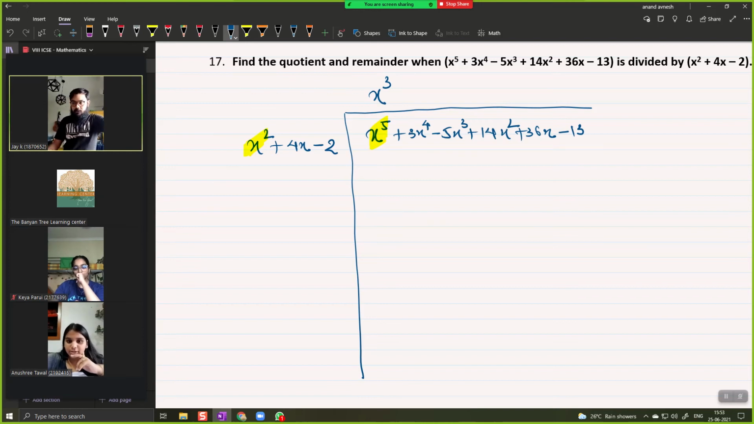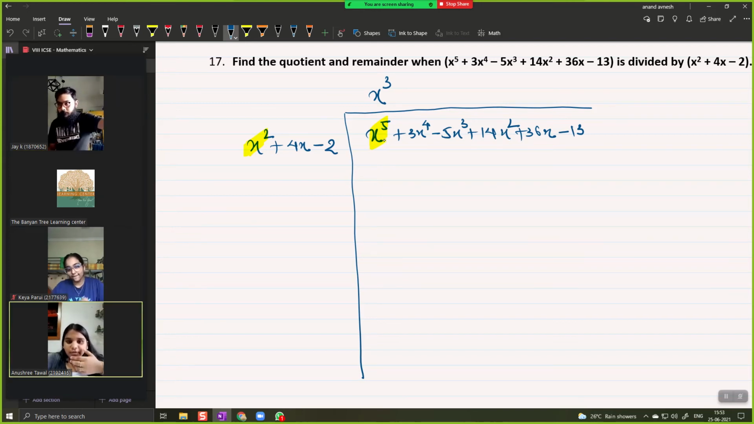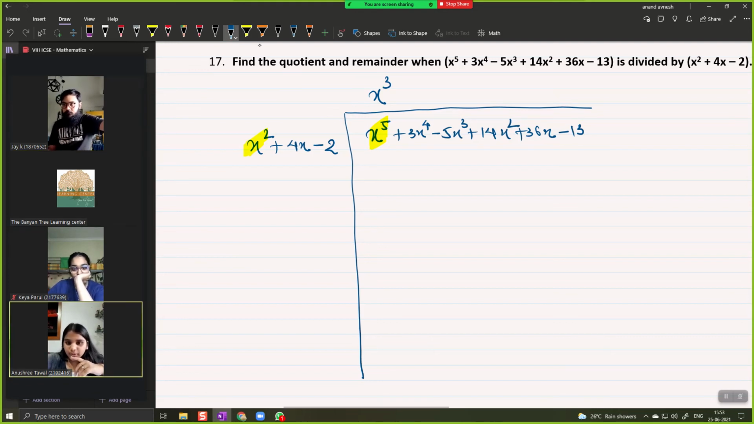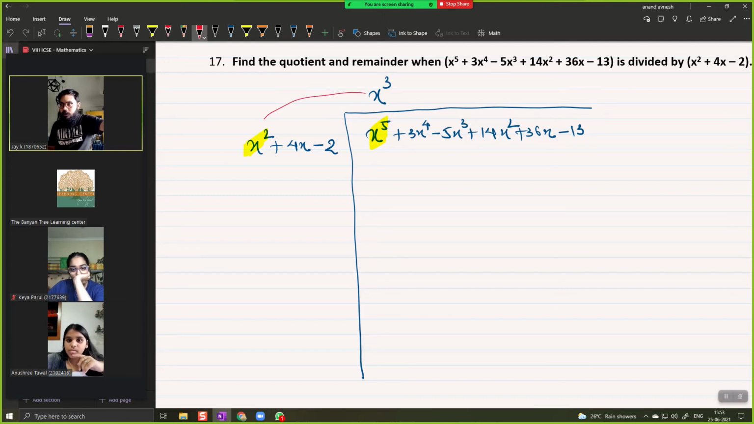Now what will we do in the next step? Come on. Very good. Tell me the answer fast. Into 3x4. Wait. First we'll multiply x cube with x square. Write the answer over here.